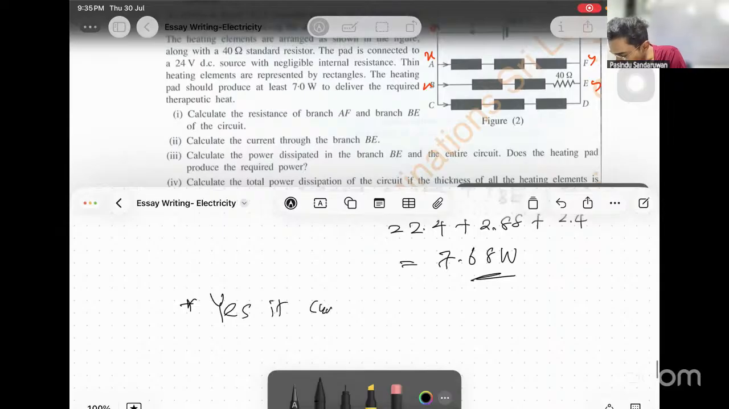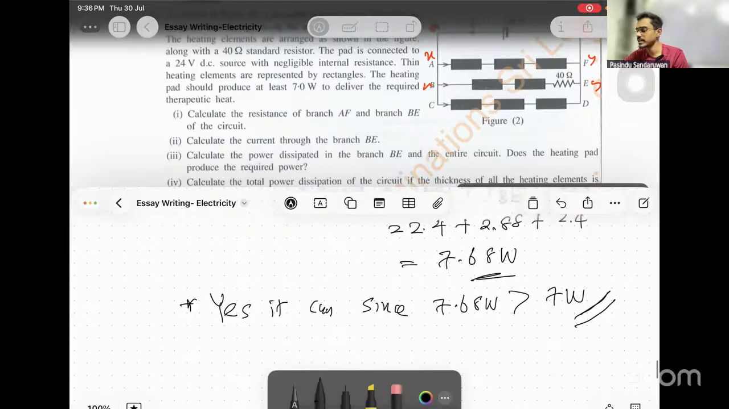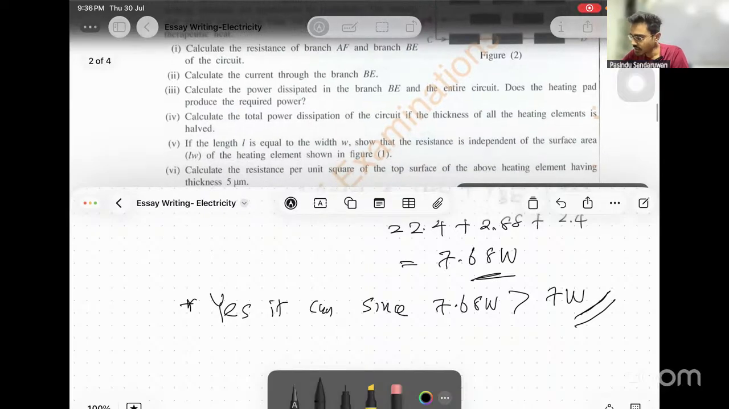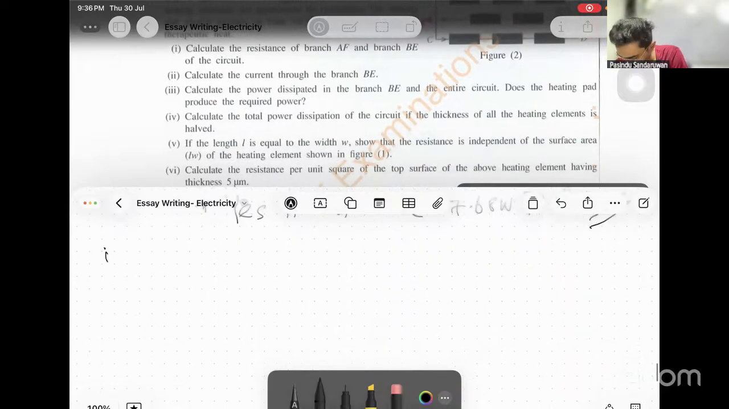Yes, it can, since 7.68 watts is greater than 7 watts. Part 4. Calculate the total power dissipation of the circuit if the thickness of all the heating elements is halved.